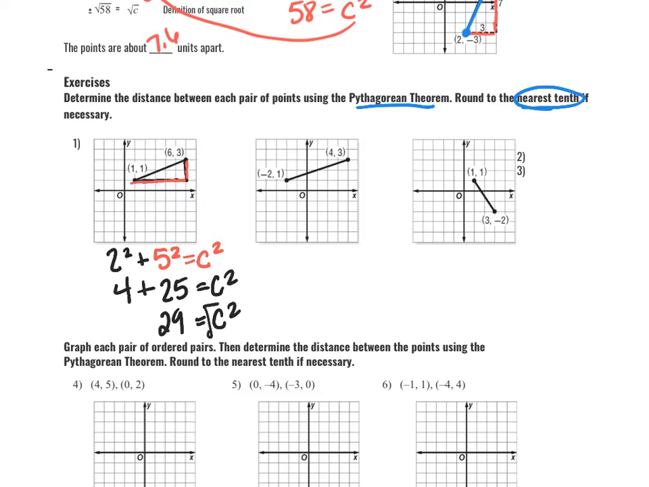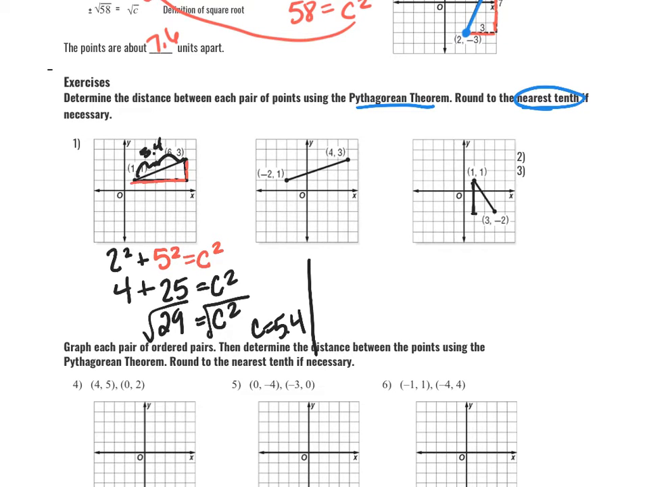Well, we know that's not an even square root, so we're going to take the square root of both sides. And the square root of 29 is going to be 5.38 something, so we're going to go with c equals 5.4. So I'm going to say that's the distance between there and there on your graph. Okay, so I think we kind of understand the breakdown. Let's do one more. Let's do a steeper one like this.